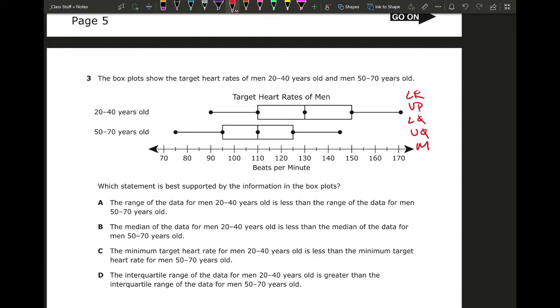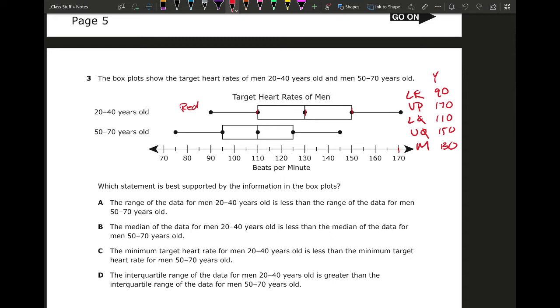So for the top one, let's do this one in red. The lower range is going to be what? 90. The top range is going to be 170. The lower quartile is going to be 110 for the younger men. The upper quartile is going to be 150, and the median is going to be 130.